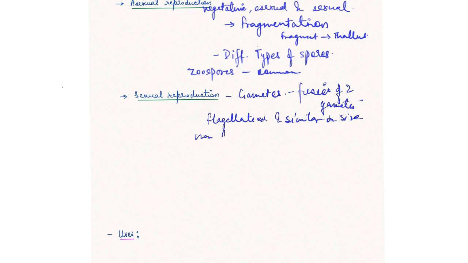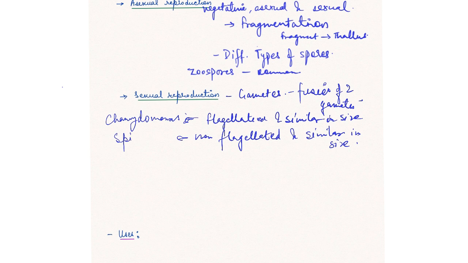It can be non-flagellated, and also similar in size, right? So an example of flagellated and similar in size gametes is in the case of Chlamydomonas, and non-flagellated and similar in size is Spirogyra. Okay, so this kind of reproduction is known as isogamous.